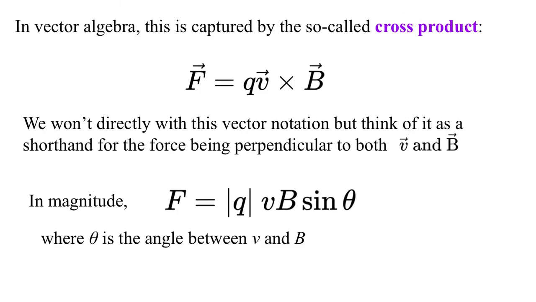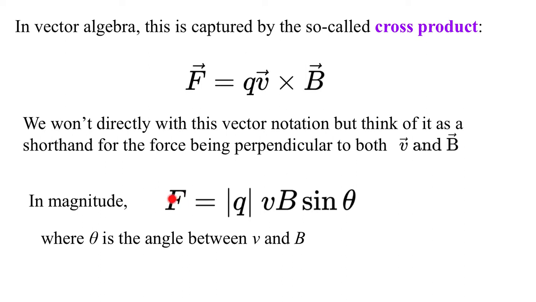In vector algebra, we capture this by something called the cross product, or the vector product, where we have that the force is the charge times the velocity crossed into the magnetic field. We'd read this as q v cross B, just like it looks. We're not going to use a lot of the vector notation directly, but it's worth thinking of it as a shorthand for the idea that the force is perpendicular to both v and B, because the cross product of two vectors is defined to be perpendicular to the two of them, given by the right-hand rule, which we'll talk about in a little bit.